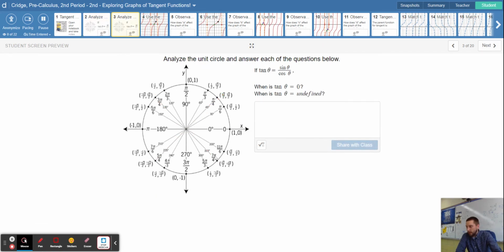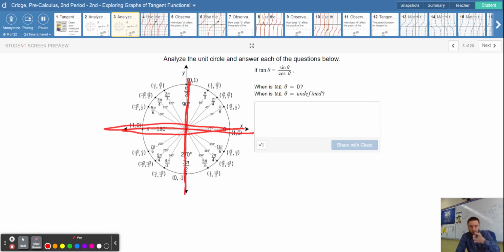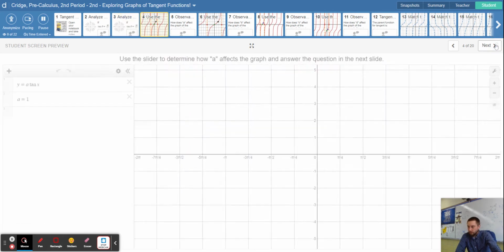When is tangent equal to 0? So remember, if we think about tangent as slope, when do I have a slope of 0? That'd be a horizontal line. So tangent is 0 at 0 and pi. When is tangent undefined? That'd be here at pi over 2 and 3 pi over 2, because we have that vertical line which has an undefined slope. Okay, so try to keep some of that in mind today as you do this activity.